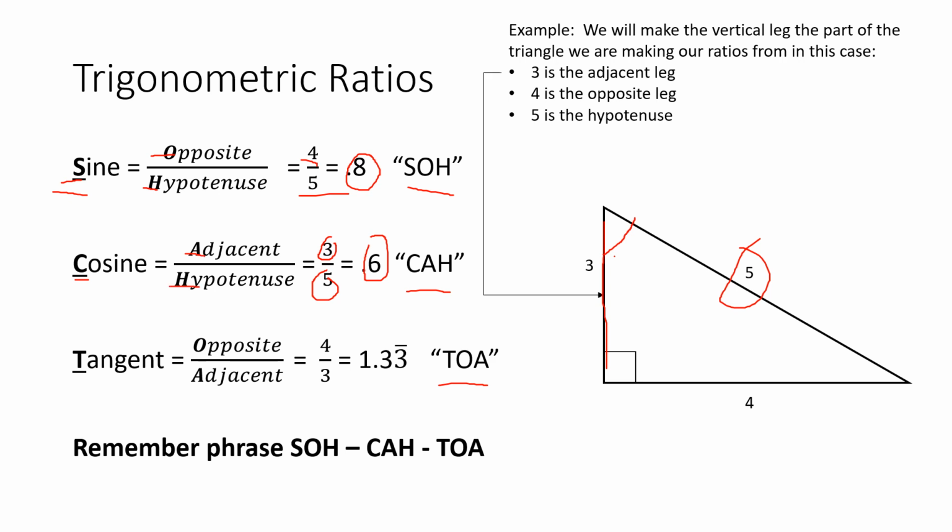And then tangent, TOA, which is opposite over adjacent. Opposite in this case is the opposite of this angle, which is 4, over the adjacent of this angle, 3, which is 1.33. Just remember the phrase SOHCAHTOA, and you can remember what the sine, cosine, and tangent equal.